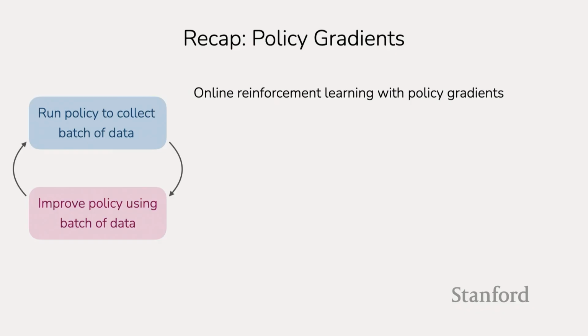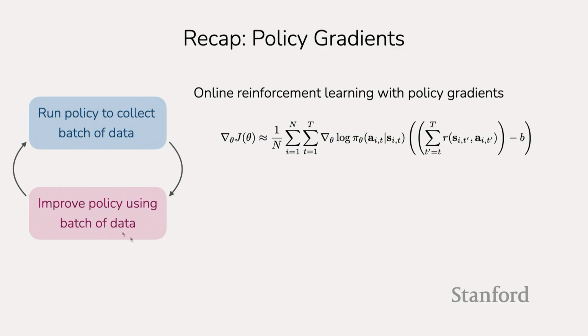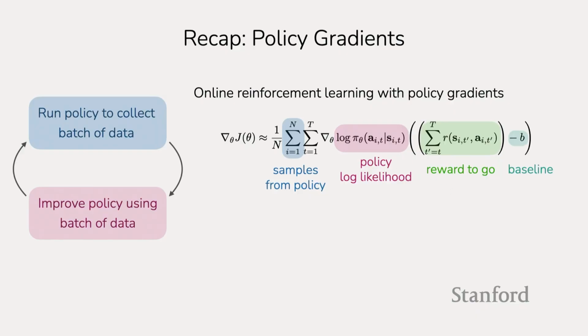And the way that we actually improve the policy using this data is this equation that we've looked at, where we collect samples from the policy. We then try to increase the probability for actions in the data that have a high reward in the future. And then we found that if we subtracted a baseline that's the average reward, that encourages the policy to do more of the above average things and less of the below average things.